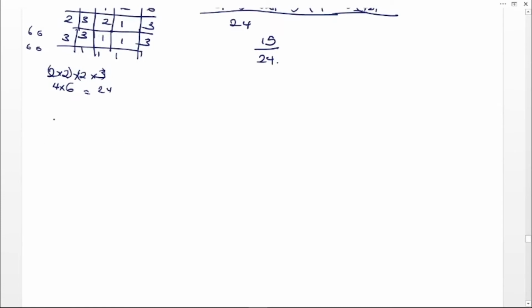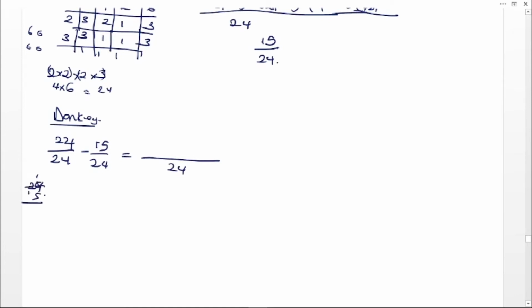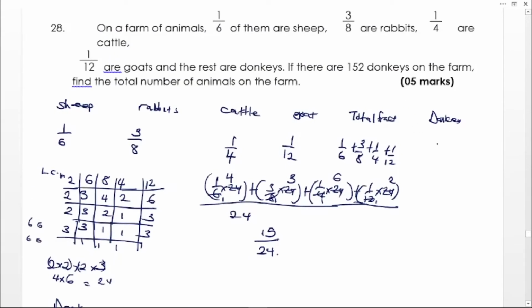Now let us get the fraction for the donkeys. Now the total parts are 24 out of 24. Take away the 15 parts of all the animals. Then we are subtracting, 24 and 15. Now this is 14, 5, 6, 7, 8, 9, 10, 11, 12, 13, and 14. We remain with the 9. 1 minus 1, 0. So 9. So the donkeys take 9 parts there. So our donkeys will take 24 out of 24 minus 15 out of 24, which is 9 out of 24. Now they're saying if there are 150 donkeys on a farm, find the total number of animals.